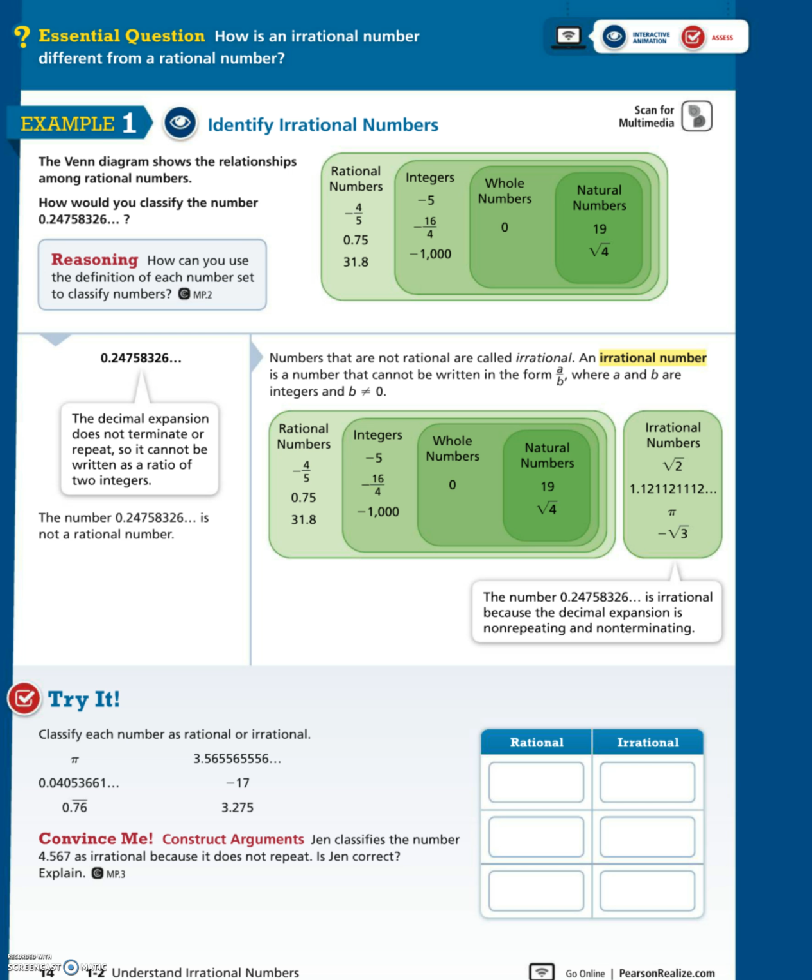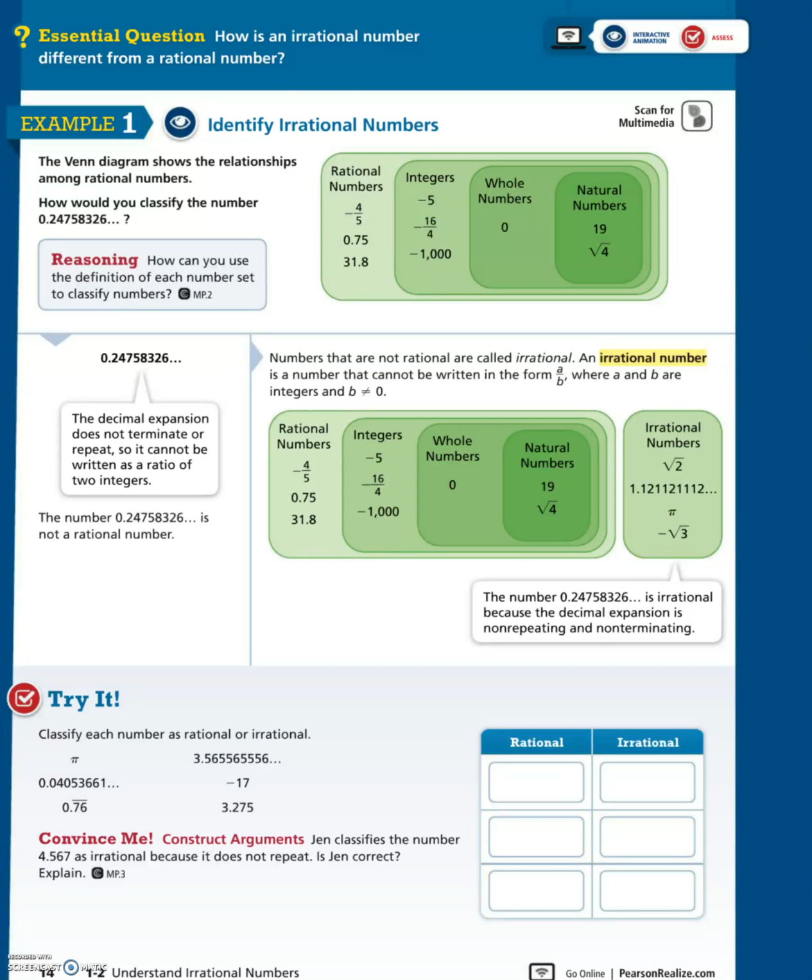The essential question for this page is, how is an irrational number different from a rational number? Not sure if you've heard those words before, but they are big buzzwords in this lesson and in this topic.